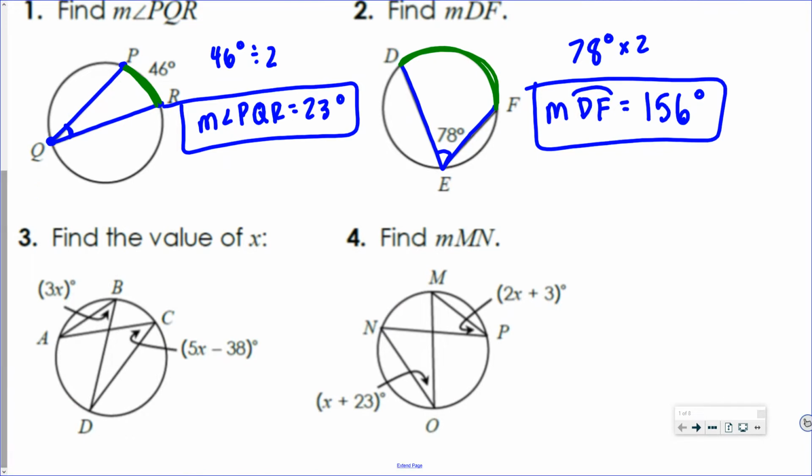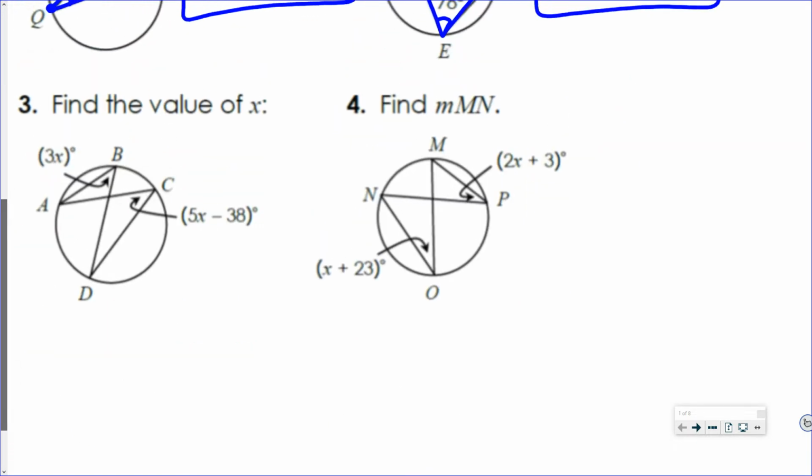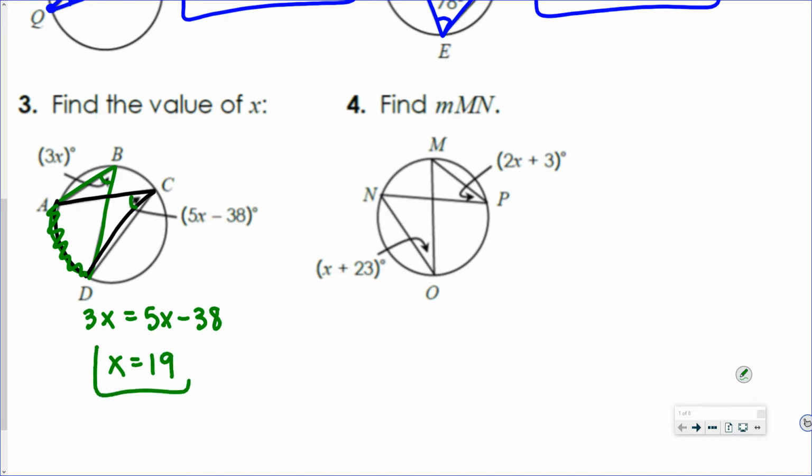Another thing we learned was if two different inscribed angles intersect the same arc. So looking here, this inscribed angle is intercepting arc AD, and so is this inscribed angle. Then those have to be congruent because they're both going to be half of whatever the measure of that arc is. So they have to be the same. So you should have just set those angles equal to each other. And here the directions just told us to find the value of x. I solved that and I got x to be 19 using algebra.